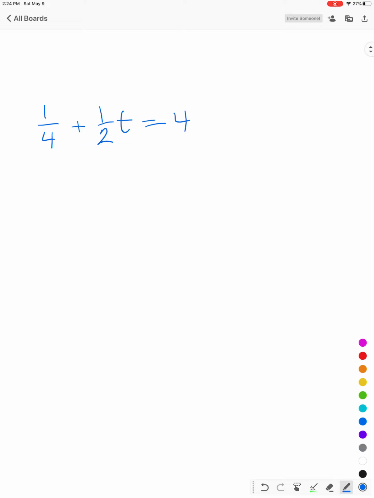Okay, let's look at two methods for solving a fraction equation. And the first method I want to look at is by finding the least common multiple. Okay, so for the least common multiple, I look at the denominators.